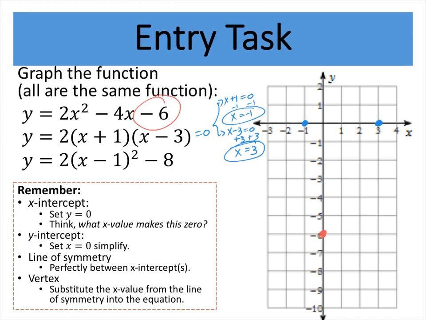So we use the standard form to get the y-intercept, the factored form to get the roots, or the x-intercept, and vertex form is going to be the vertex. It's going to tell us the vertex. Now remember, the vertex happens on the line of symmetry, and the line of symmetry here is at 1.